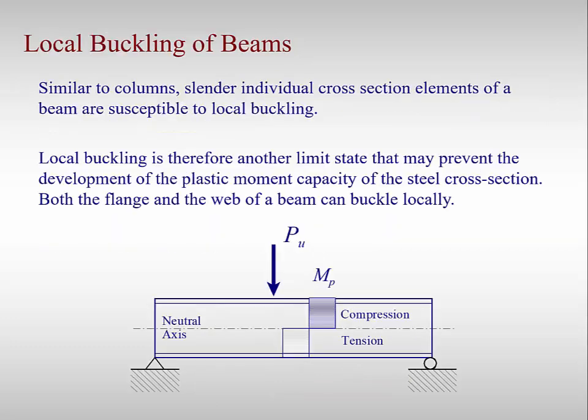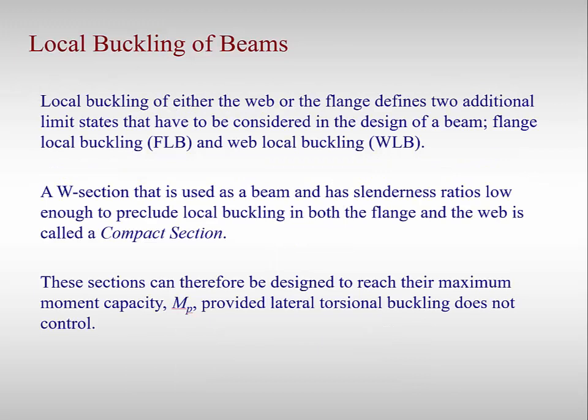The elements of a beam, the flanges and the web, are also susceptible to local buckling, similar to a column. Therefore, local buckling is another limit state that may prevent the development of the plastic moment capacity of a steel beam. Note that for a symmetrical cross-section, 1/2 of the web goes into compression. One must check both flange local buckling and web local buckling, similar to how it was done for columns.